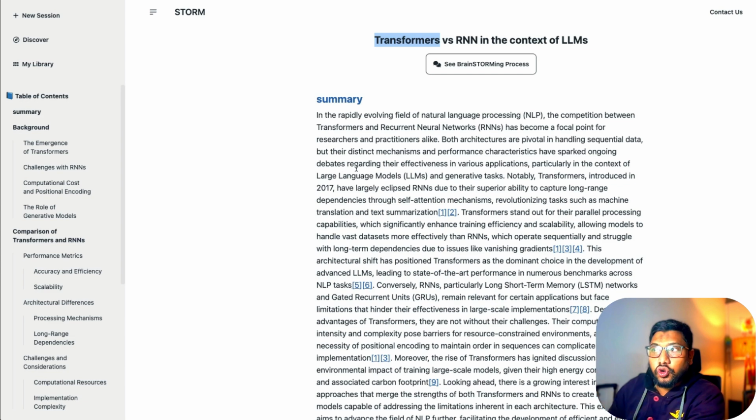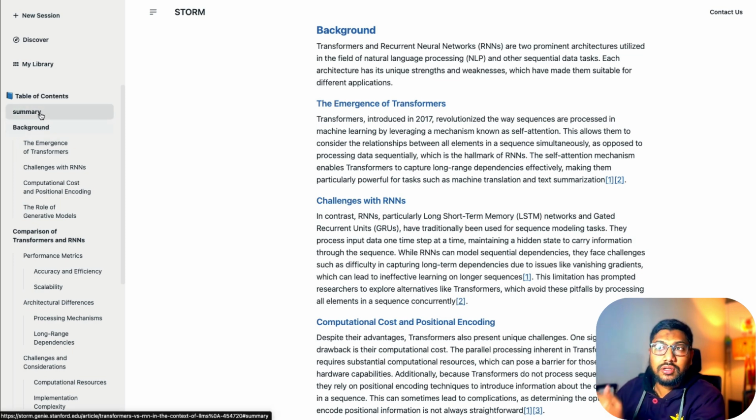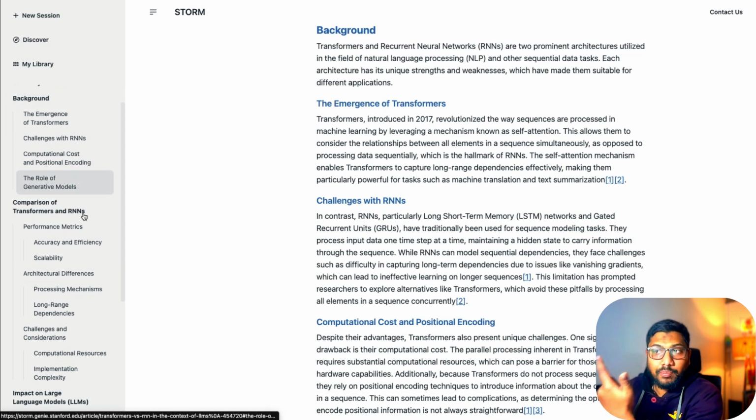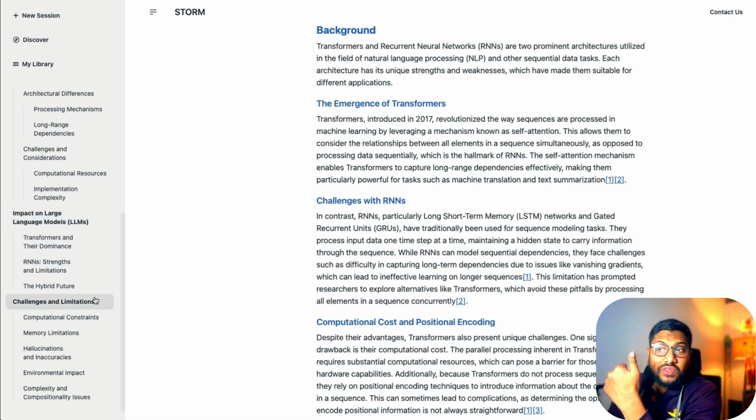So this is what Storm has created. There is a summary and there is a background. And within background, you have got subtopics. So you can see the table of contents here. You've got title, summary, background, comparison of transformers and RNNs, impact on large language models, challenges and limitations. It's a very Wikipedia style article, or you can say a research paper style article.